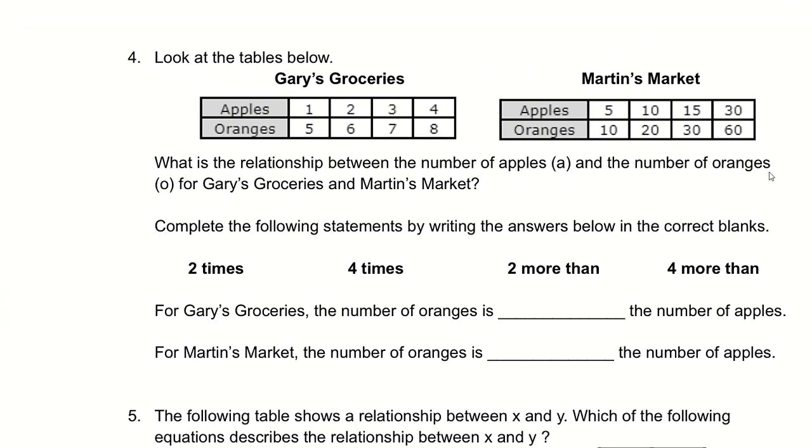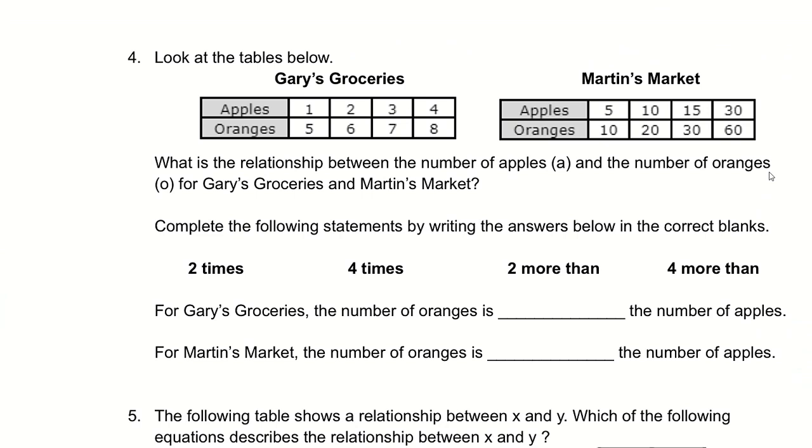Okay, number 4 says, look at the tables below. We've got Gary's Groceries and Martin's Market. They have apples and oranges in different amounts. What is the relationship between the number of apples, A, and the number of oranges, O, for Gary's Groceries and Martin's Market? Complete the following statements by writing the answers below in the correct blanks.